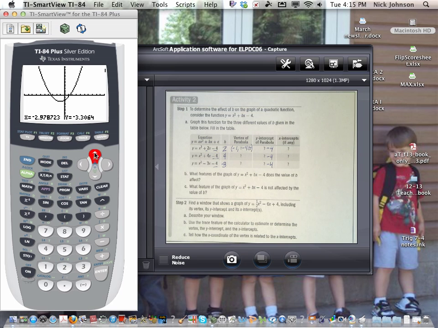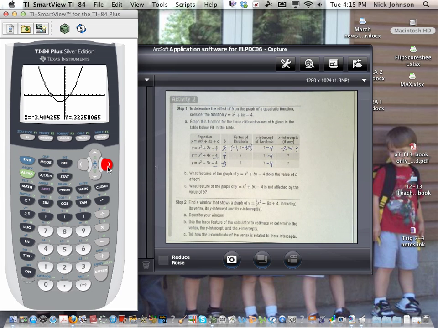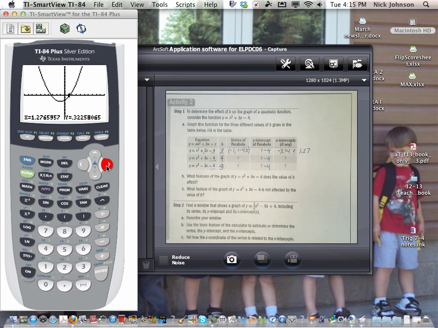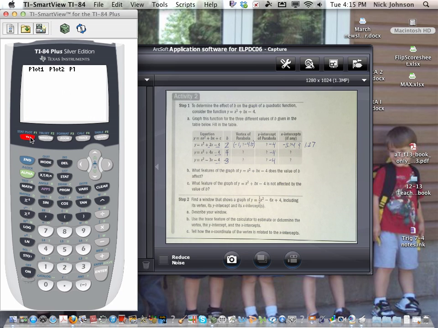Okay? What are my x-intercepts? My x-intercepts for this one are -3.4 and 1.27. Okay? Let's type in the next one.